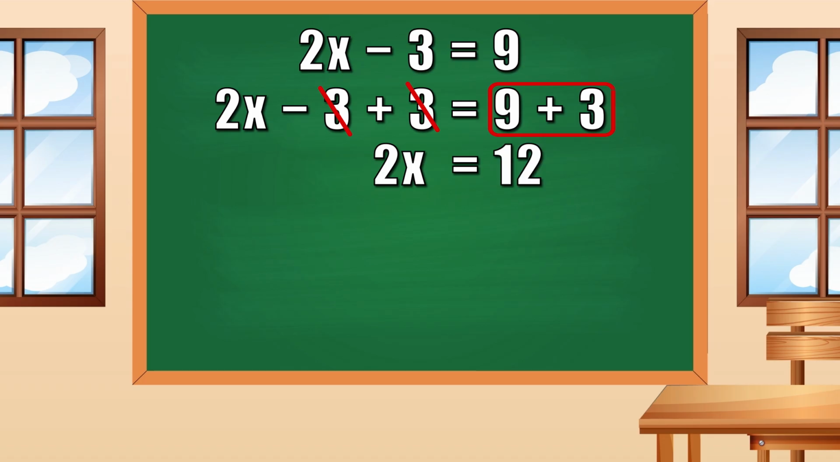But we still need to isolate x. In order to do that, we need to divide 2x by 2. And of course, we need to do that as well on the other side. So 2x divided by 2 is x. And 12 divided by 2 is 6. So our answer is x is equal to 6.